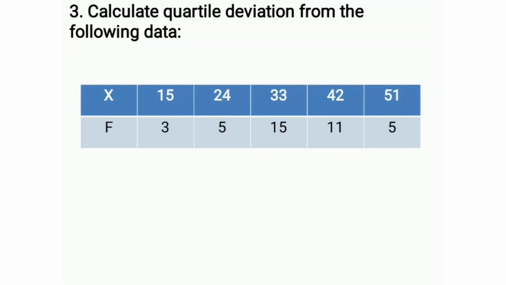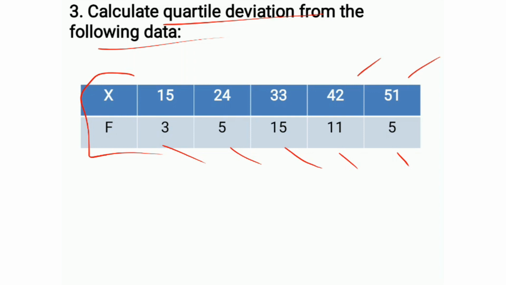The third question in Section B is to calculate the quartile deviation from the following data. The question given here is X and frequency. X is a discrete variable: 15, 24, 34, 42, 51. And the frequencies are 3, 5, 15, 11, 5. This is a very simple problem. You need to calculate the quartile deviation. So let us go with the solution part.